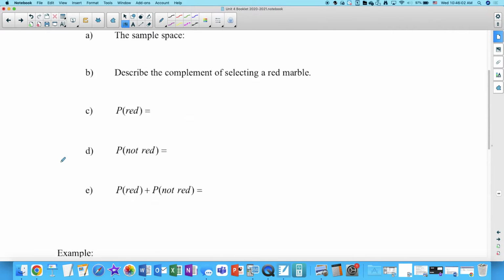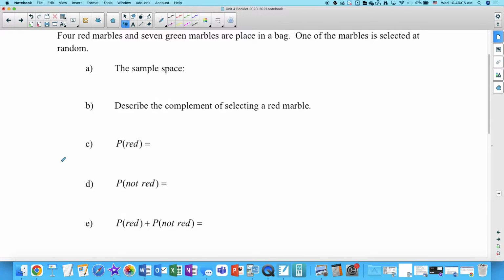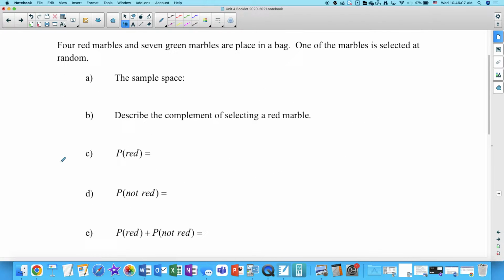Now, we're going to do one question that illustrates the fact that the probability of an event and its complement equals 1, and then we're going to get to odds in a second. Okay, so 4 red marbles and 7 green marbles are placed in a bag. One of the marbles is selected at random. So firstly, the sample space. There's 4 reds, so 1, 2, 3, 4, and 7 greens: 1, 2, 3, 4, 5, 6, 7.